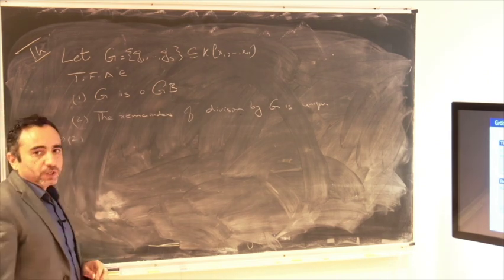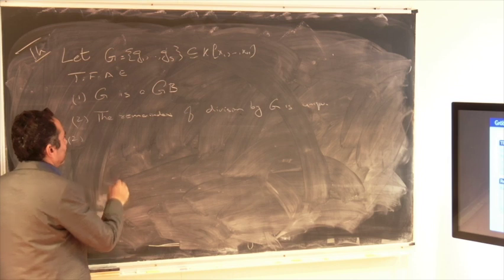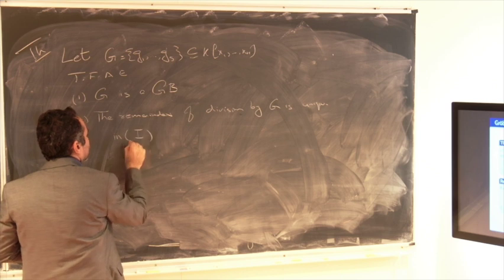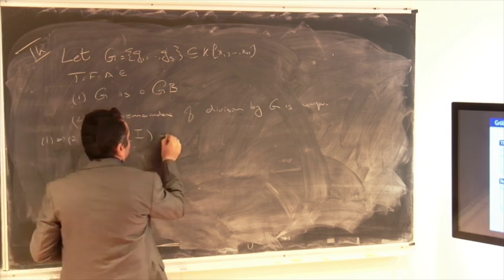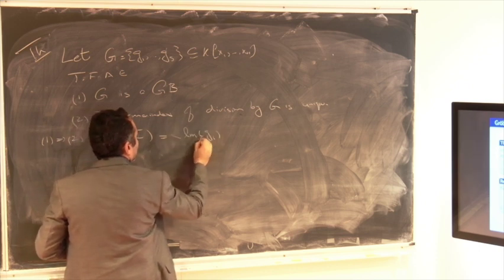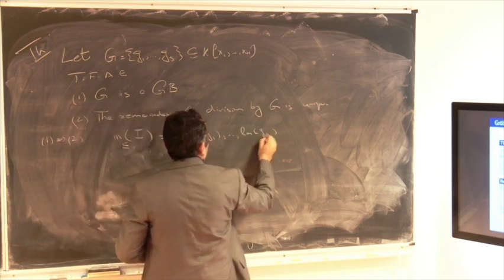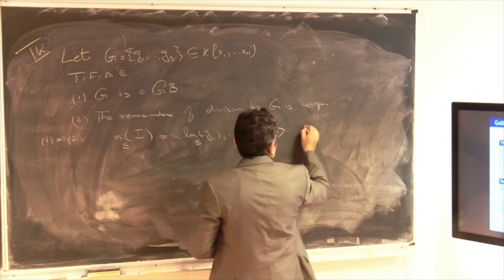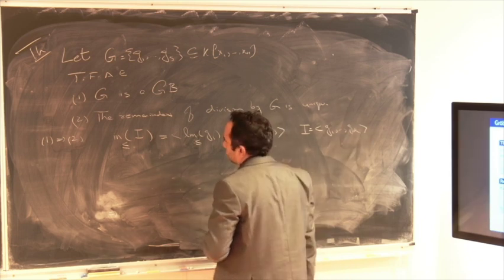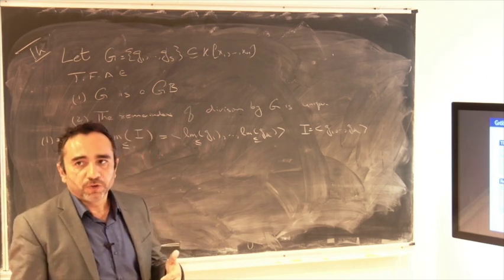1 implies 2 means we are given that G is a Gröbner basis. G is a Gröbner basis means that the initial ideal of I in this case is generated by the leading monomial of G1, and so on, up to the leading monomial of Gk, and indeed our ideal is generated by G1 up to Gk. That is what we are given, and we need to show that the remainder of division by G is unique.